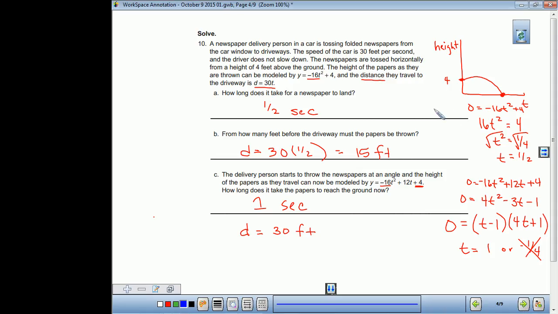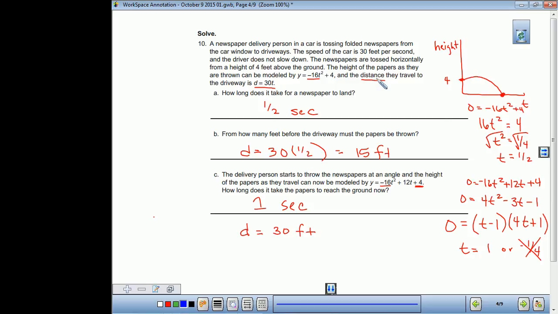Okay. Now, this one had 2 equations in it. On the first one, it didn't tell us how to solve it. So, I just decided to set it equal to 0, move the 16 over, divide by 16, take the square root, and I got plus or minus 1/2. And so the negative 1/2 makes no sense. So I'm going with positive 1/2.